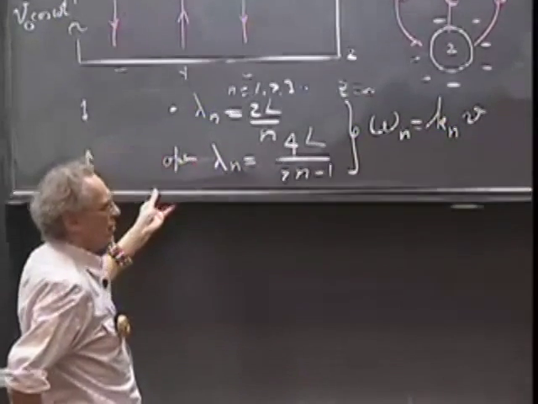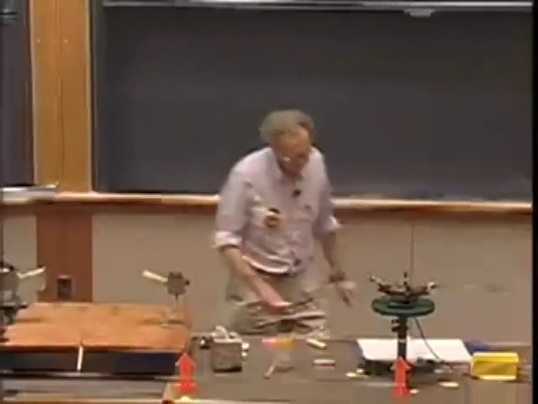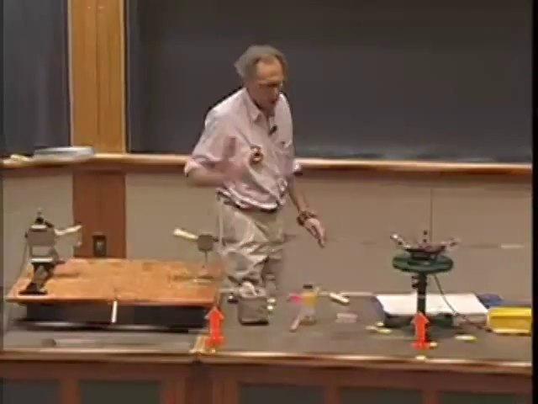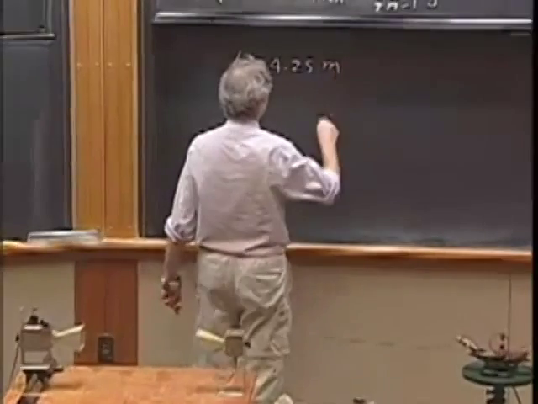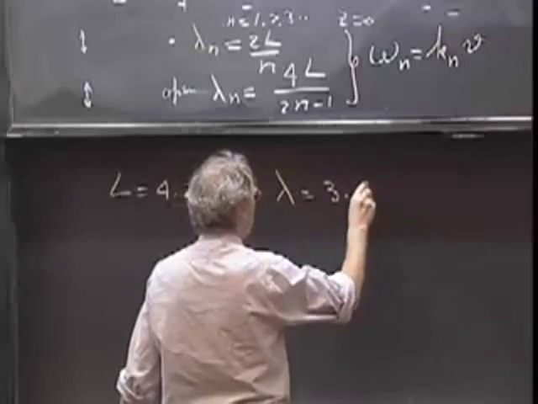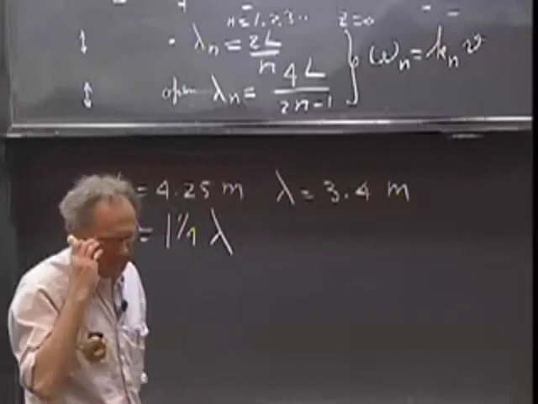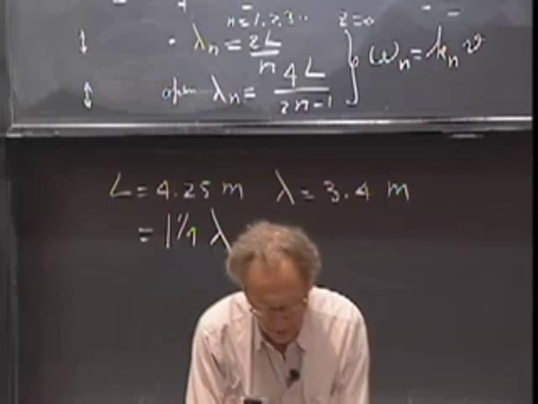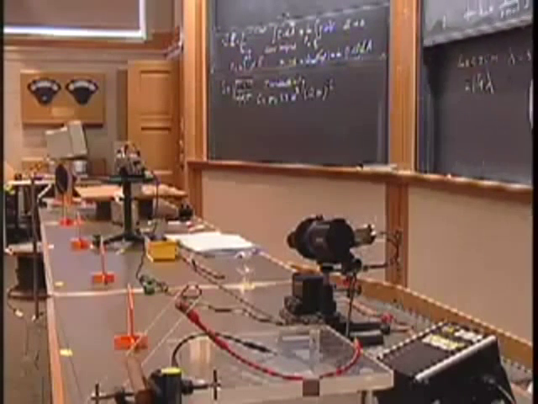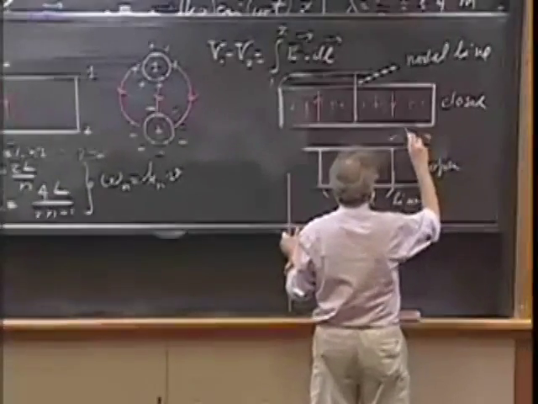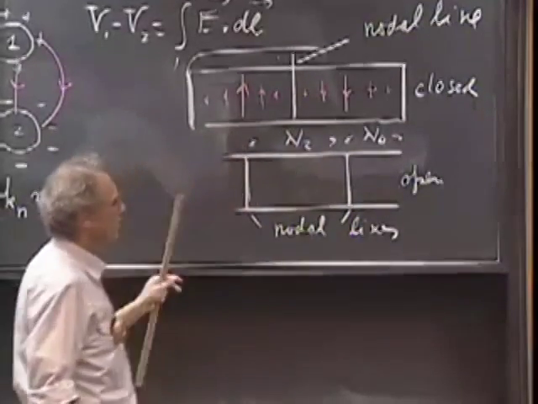And so the way I'm going to do this demonstration for you, we have chosen the length of these wires such that the system is at resonance when it is open. So we have a length which is 4.25 meters. The wavelength is 3.4 meters. So the length is 1 1/4 wavelength. And so when it is open, which it is here, then this is 1/4 wavelength, and this is 1/2 wavelength, and so on.